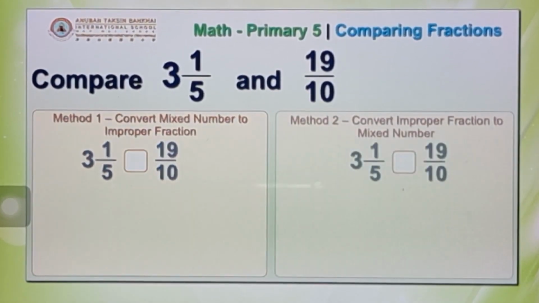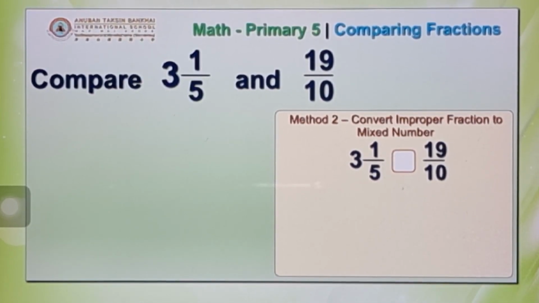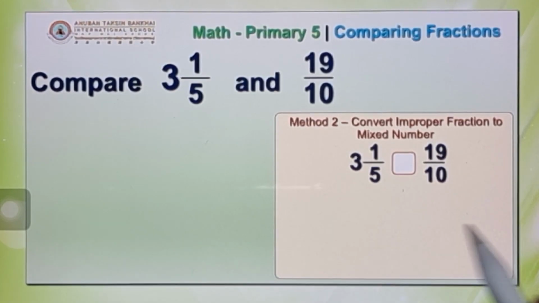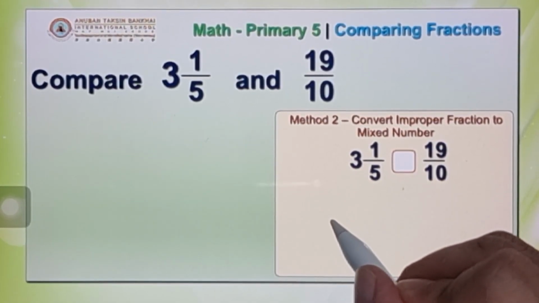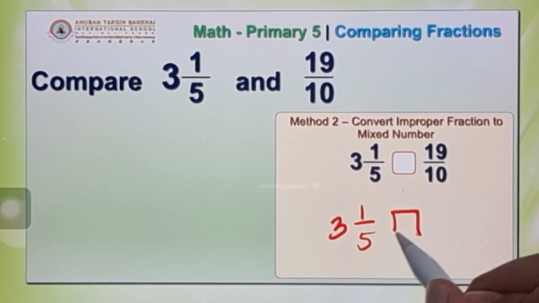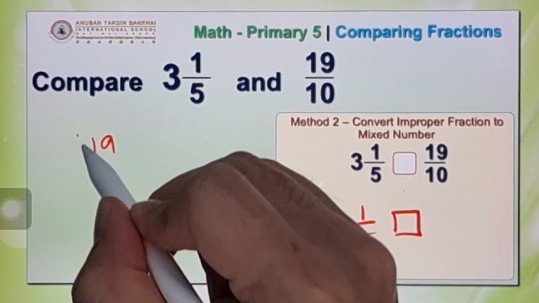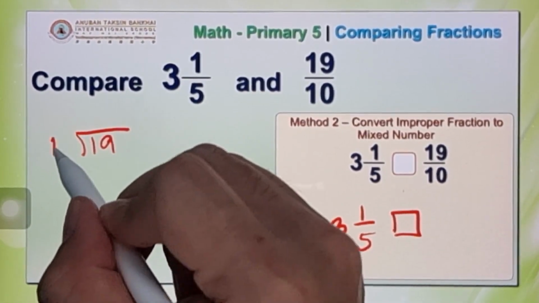Next, let's have now here, method 2, convert improper fraction to mixed number. So since this is our mixed number, let's just write this one. 3 and 1 over 5 blank. So 19 divided by 10.